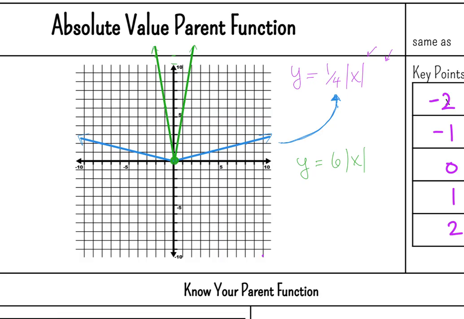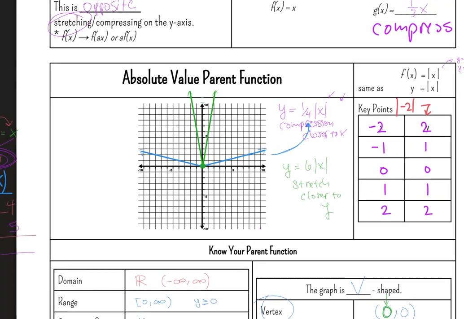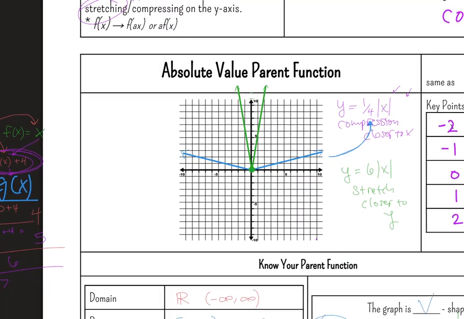So what was the purpose in doing this? Remember, this is a stretch. It gets closer to y. And this is a compression, closer to x. And then we already did one that was negative. But you know what? Now let's do one where we throw everything at it. We do all the things.